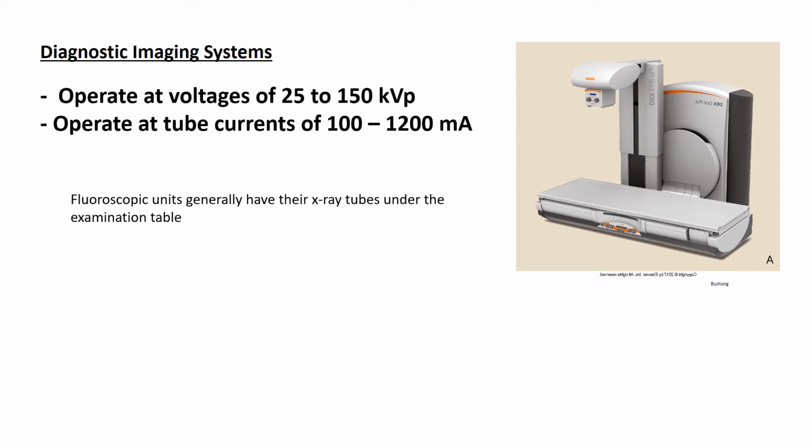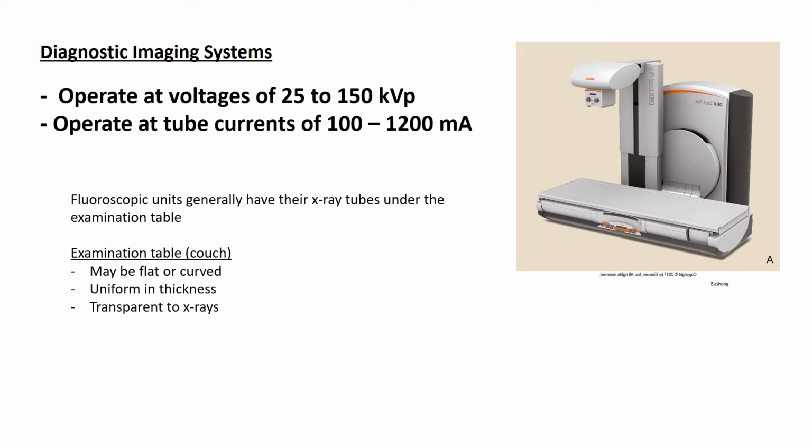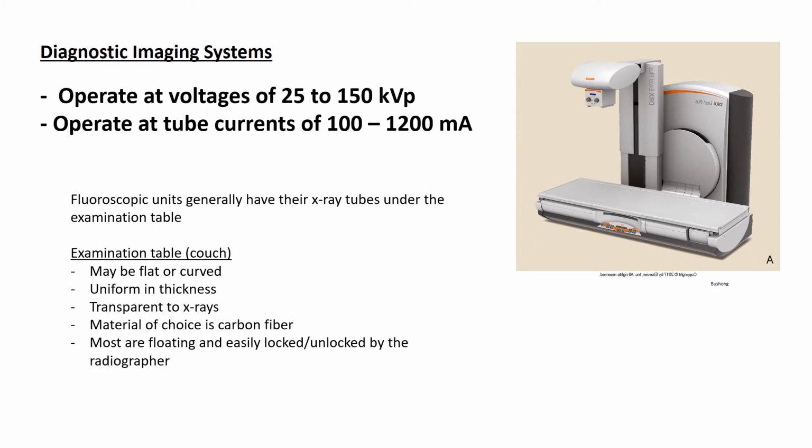Fluoroscopic units generally have their X-ray tubes under the examination table. We can also call the examination table the couch, and this table, as you know, may either be flat or curved. It must be uniform in thickness, as transparent as possible to X-rays, and the material of choice today is carbon fiber. Carbon fiber is lightweight, but very strong. Most of the tables today are floating, and they're easily locked or unlocked.